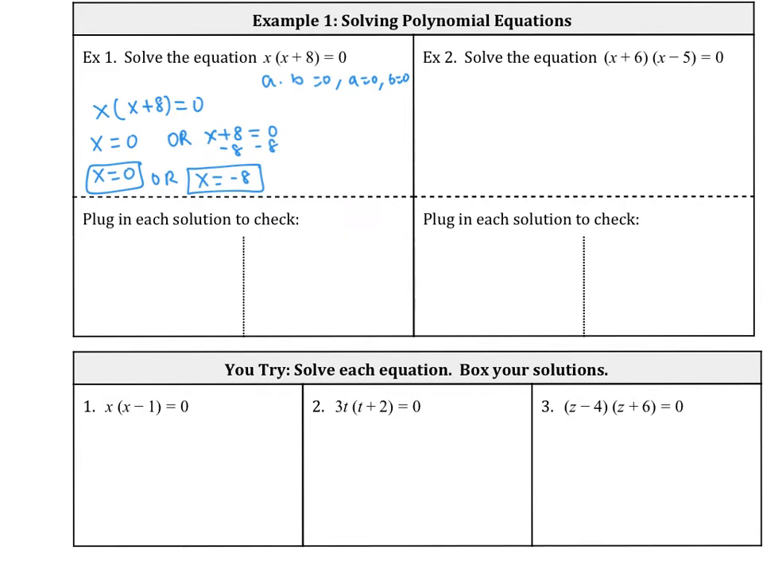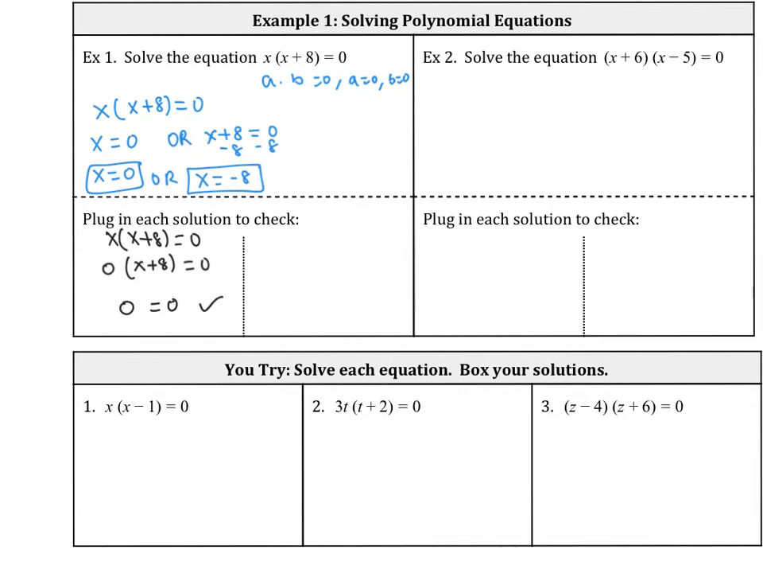Now you're going to plug these in to see if they are true. First, use x equals 0 and plug it into the given equation, x times x plus 8 equals 0. With x equals 0, you get 0 times x plus 8 equals 0. 0 times anything is 0, so this becomes 0 equals 0, which is true.